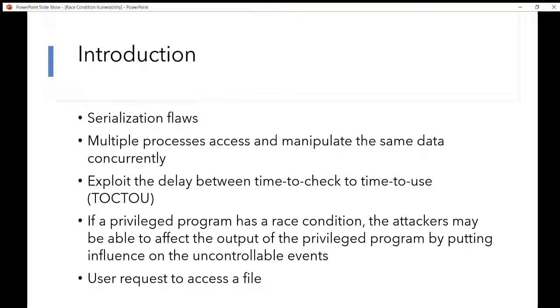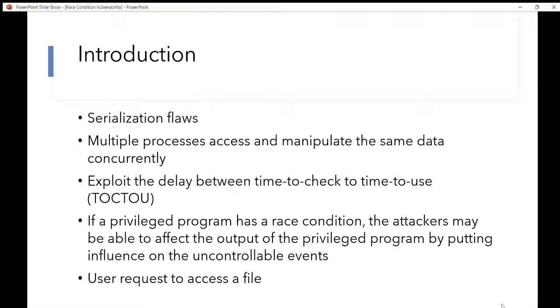which shows that there is a vulnerability that exists in these race conditions. So in our mini project, we will demonstrate with a user's request to access a file. How are we going to exploit a race condition on a user's request to access a privileged file by a non-root user?